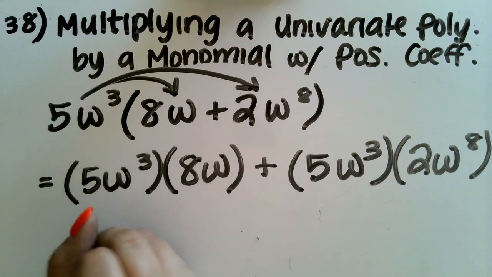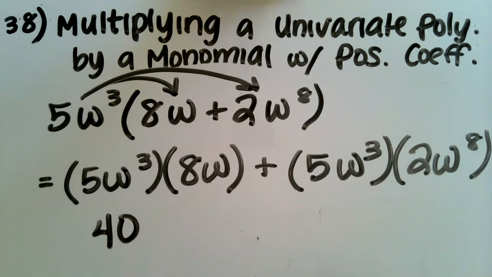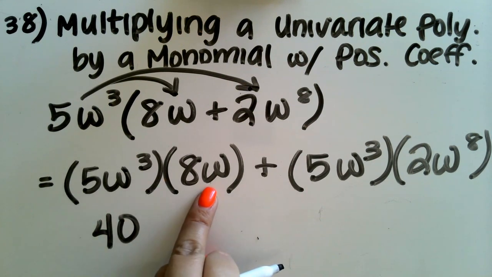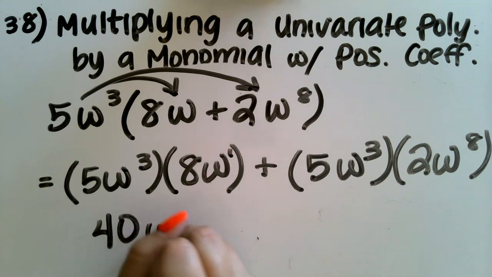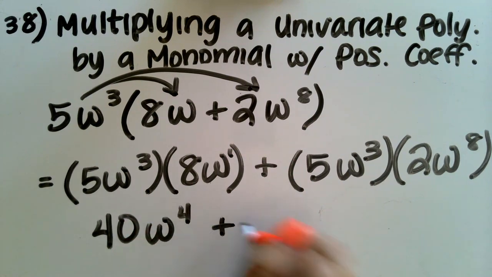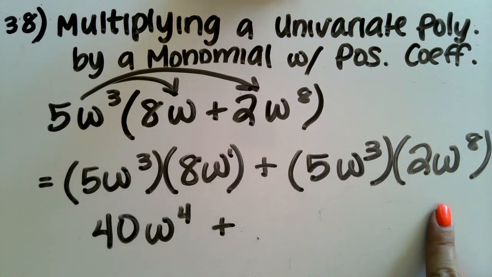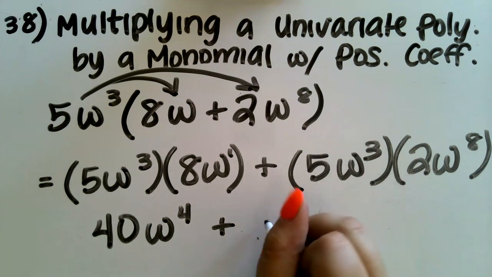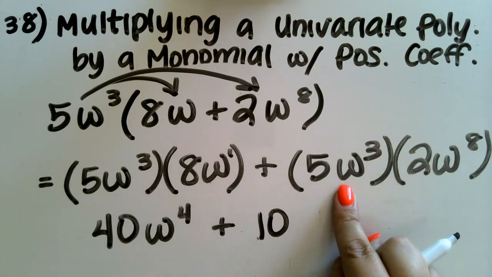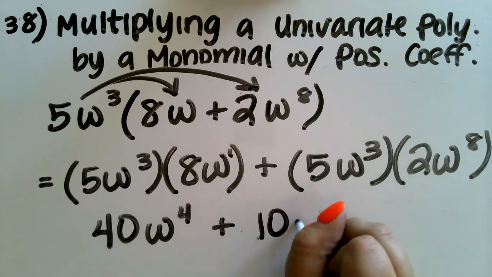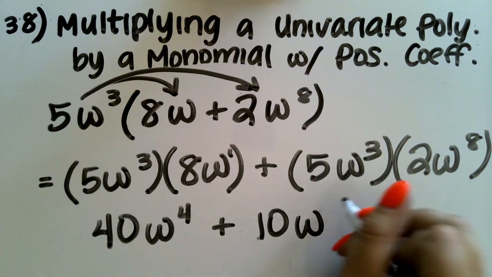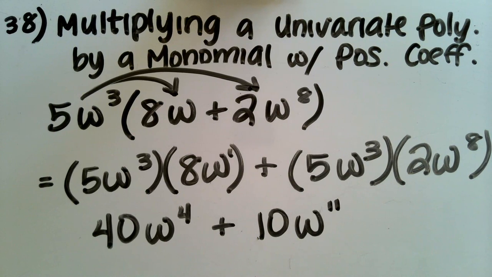5 times 8 is 40. w to the third times w, remember there's that invisible 1 right there, w to the fourth, plus, jump into our second part, 5 times 2 is 10, w to the third times w to the 8th is, when we add those exponents together, 10w to the 11th power.